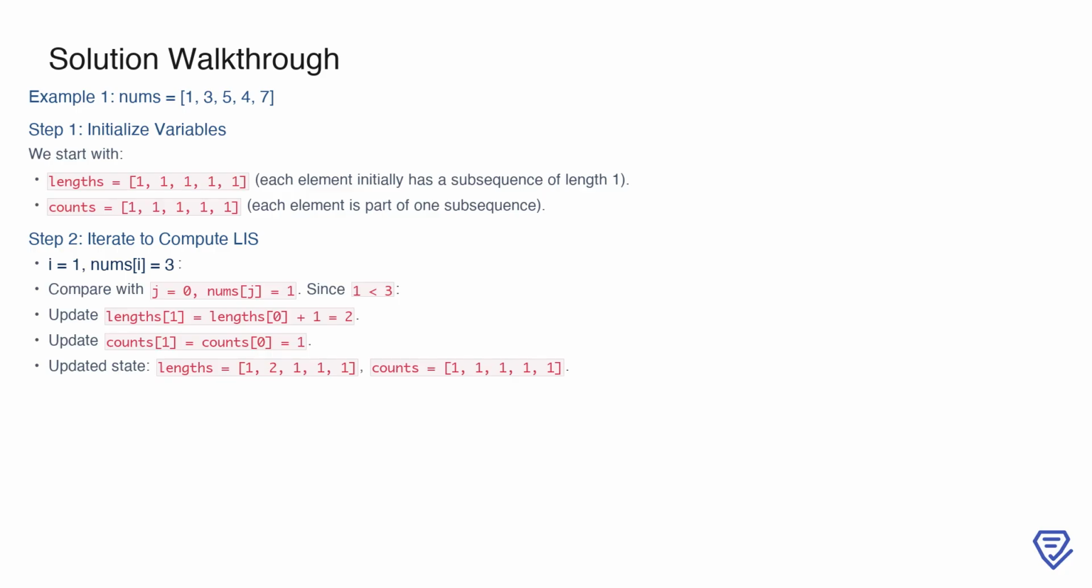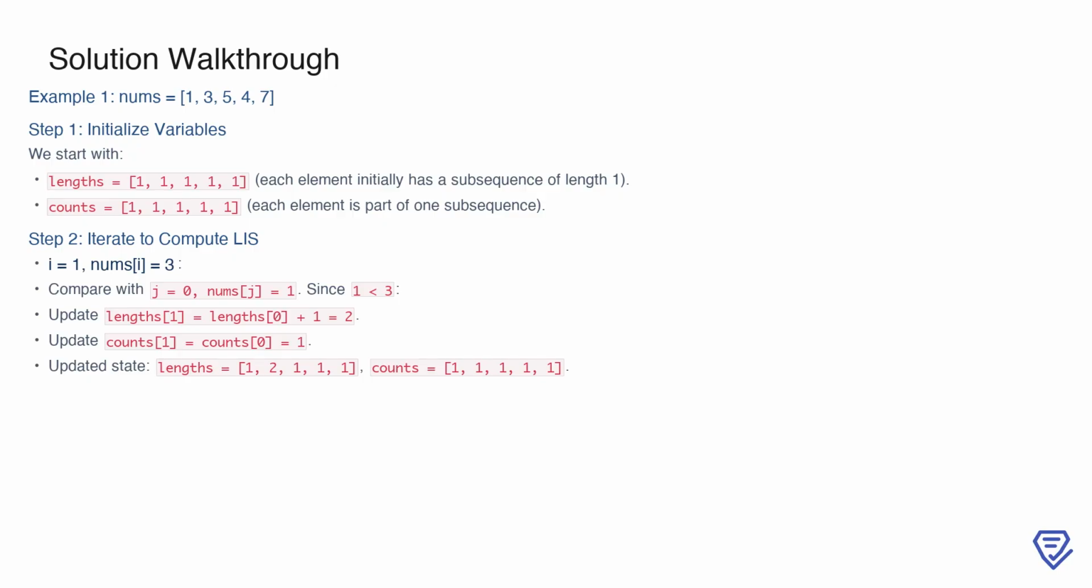To solve this problem, we start with the array nums equals [1, 3, 5, 4, 7]. The first step is to initialize two arrays. The lengths array keeps track of the length of the longest increasing subsequence, LIS, ending at each index, and the counts array tells us how many such subsequences exist. Initially, each element in nums forms its own subsequence of length 1, so lengths and counts are both set to [1, 1, 1, 1, 1].